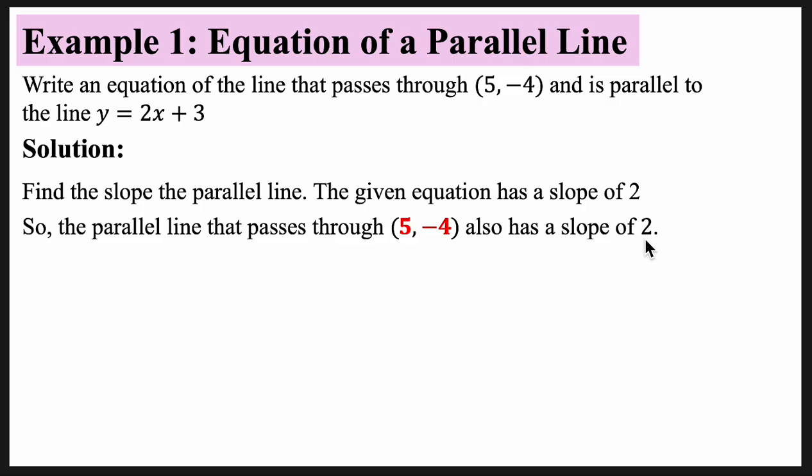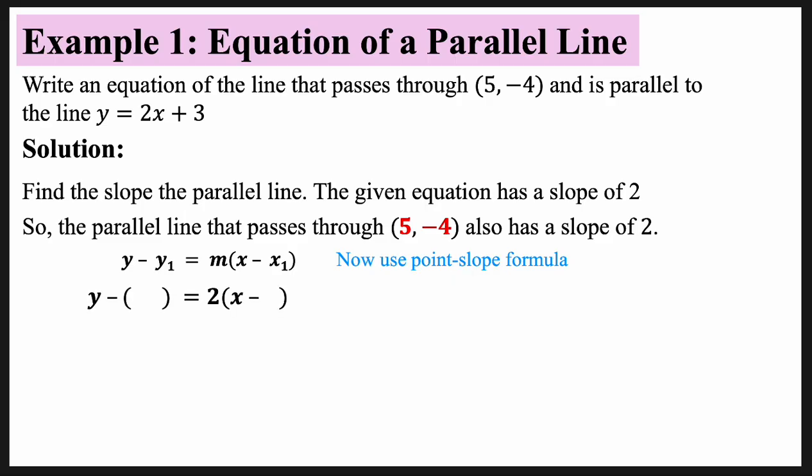So the only difference between the new line and this original line is the y-intercept, where they cross the y-axis. So what we're going to do is use the point slope formula to figure out what the b value is, which is the y-intercept. So in here, we know that y1 is going to be the y value here, which is negative 4. x1 is going to be the x value. So my x value is going to be 5, and then the y1 is going to be negative 4.